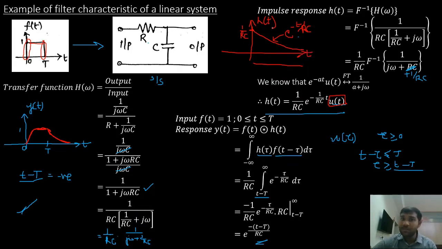Which means my system is causal. My impulse response is causal and my system is also causal, which means my system can be practically realizable or physically realizable, right? So that is why we call this a practical low pass filter.